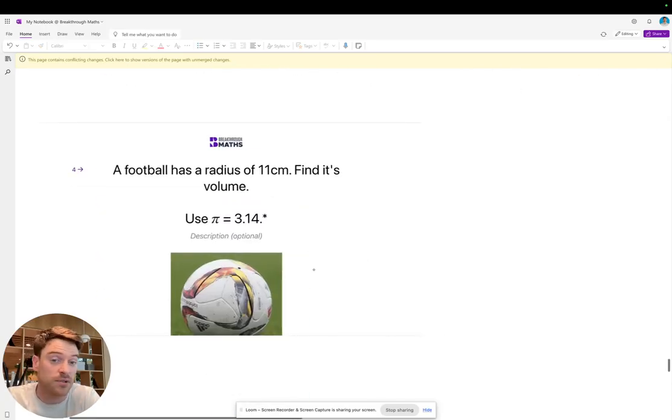Mightn't see that in the log tables. You might be thinking, oh, what is this? But you get one side of the cube, and then you multiply it by 6, which is 6 sides to the cube.